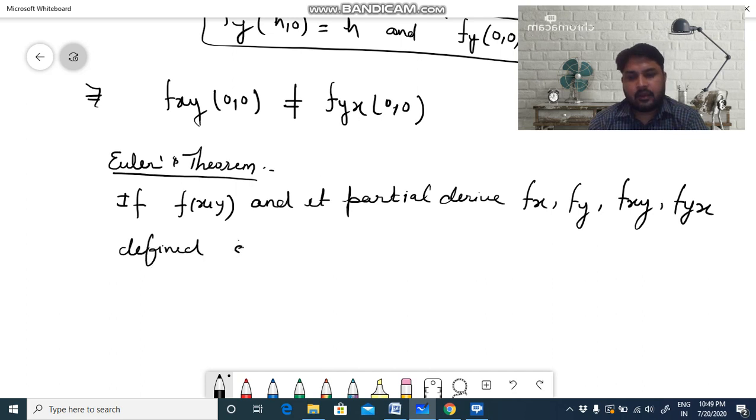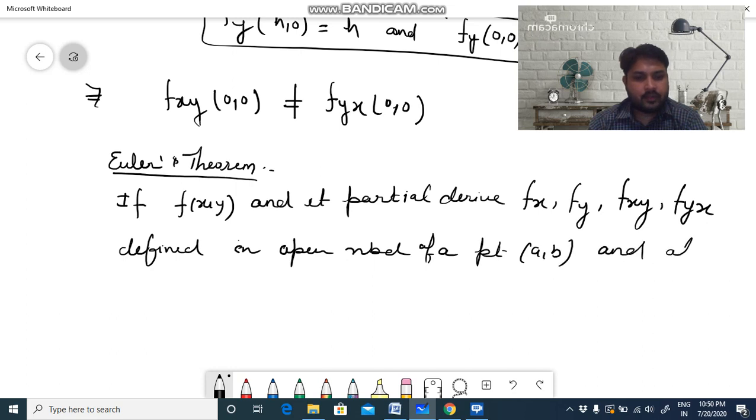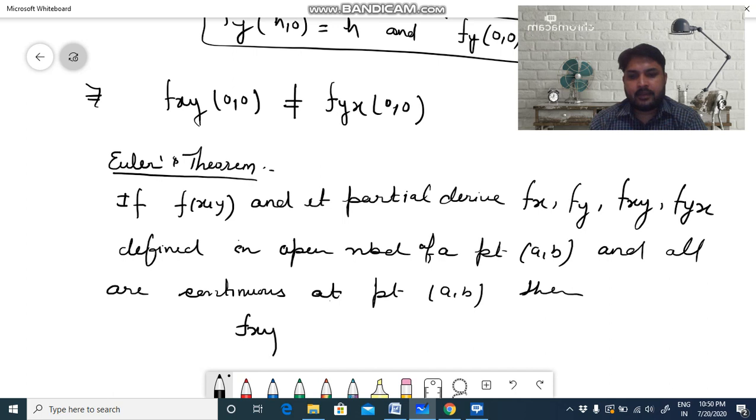in an open neighborhood of a point a comma b, and all are continuous at point a comma b, then the mixed kind of partial derivative of function fxy at point a comma b is equal to fyx at point a comma b.